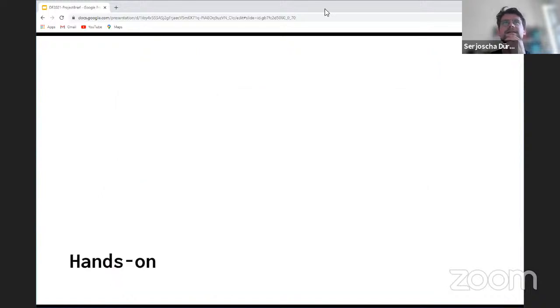Yeah, hands-on. I think I would make a short break here. Or are there any questions so far? No? Okay, then I will present what we are going to do in the hands-on session, in Grasshopper mostly. And after that, we make a break before we start the actual Grasshopper session.